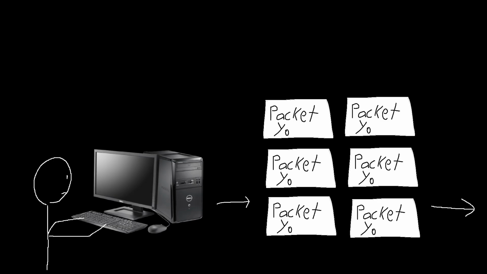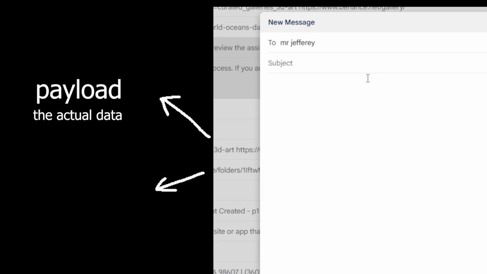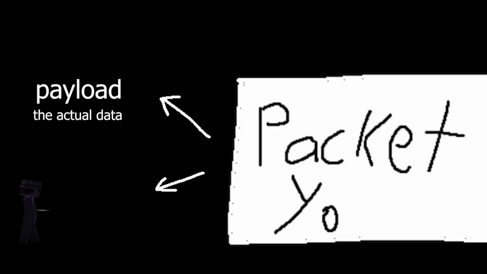These packets can then be broken down into two parts. The first part is the obvious one, the payload. It contains a piece of the actual message that you intend to send, whether it be an email or the input of you breaking a block in Minecraft. The second part is the less obvious part, called the metadata.